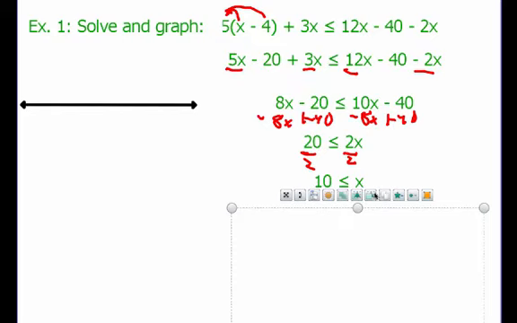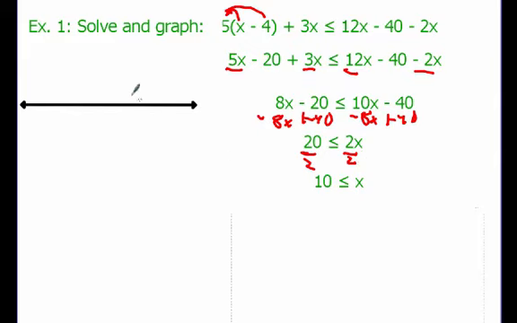So there you can see that all we did is solve this just like we would solve an equation. We did the distributive property, we combined like terms, we moved variables and constants to either side, and then we divided. We solved this directly the same as we would solve an equation. We didn't have to worry about flipping the sign because our coefficient was positive.